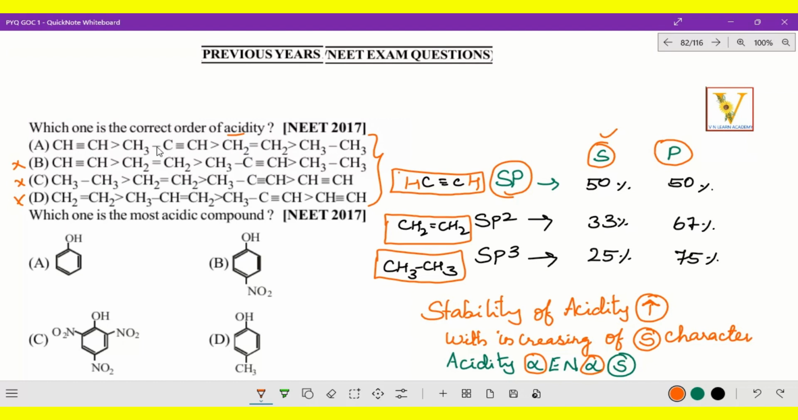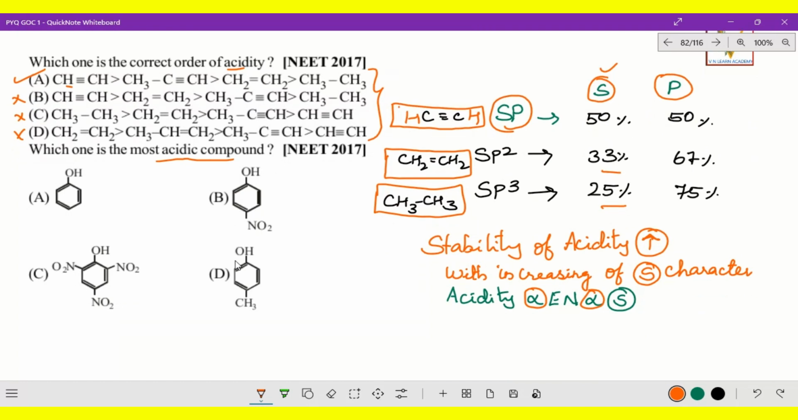So we are giving the priority for the first triple bond and the second triple bond. Already here a triple bond is there, so that is what we put as the second one. And the third one is the double bond, of course it is 33%, and the least one is 25%. I hope you got the clarity. So which is the correct option? Option A.